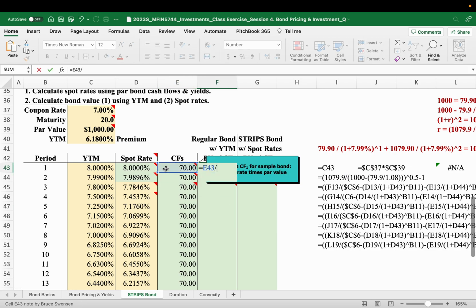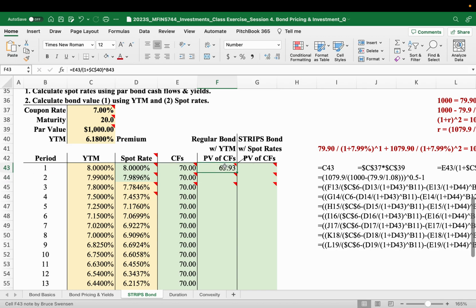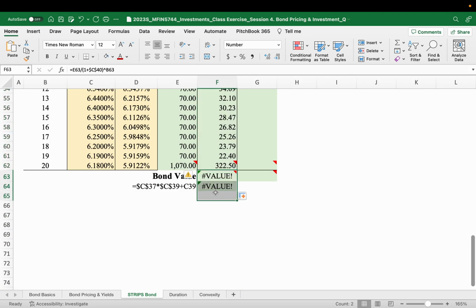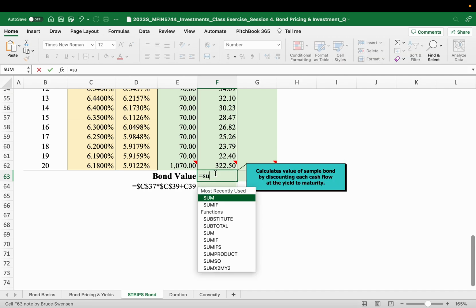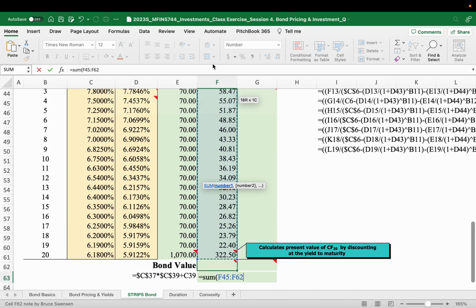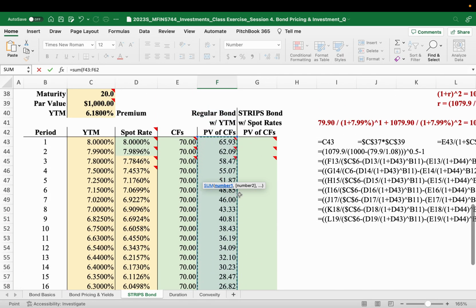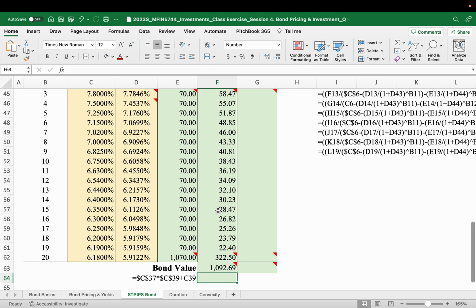This is 70 divided by, what is the yield to maturity? Right, we are using this identical discount rate, and okay, to the power of year 1. So we got this present value of each year cash flows. So what is the value? Right, the sum of all these cash flows. So we got this 1,092.69. This is the value, right?